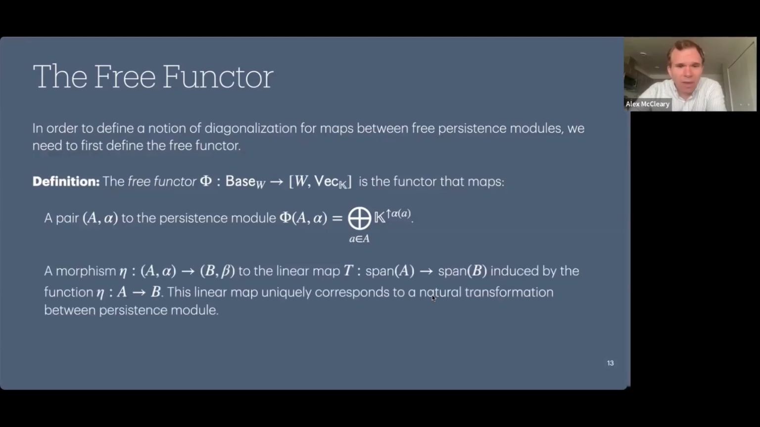And if we have a morphism between two bases, so here we have this morphism eta from (A, alpha) to (B, beta). And this is going to induce, just for the moment, forget about alpha and beta. Let's just say eta is just a map between two sets, A and B. Eta is always going to induce a linear map between the span of A and the span of B. That's just the free functor on vector spaces.